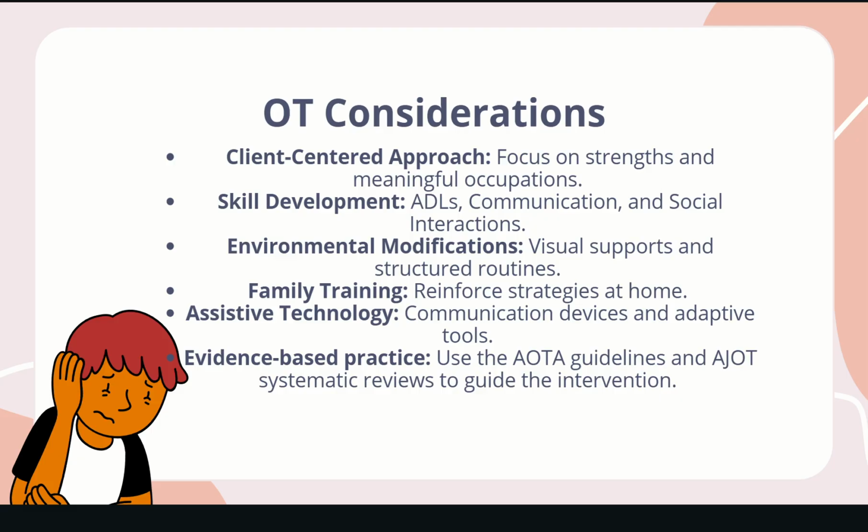Things to consider for OT is a client-centered approach, with a focus on strengths and meaningful occupations. Skill development: ADLs, communication, and social interactions. Environmental modifications: visual supports and structured routines. Family training: just make sure that their parents can reinforce the strategies you're teaching at home. Assistive technologies: communication devices and adaptive tools. Evidence-based practice: just make sure to use the AOTA guidelines and the AJOT systematic reviews to guide your intervention.